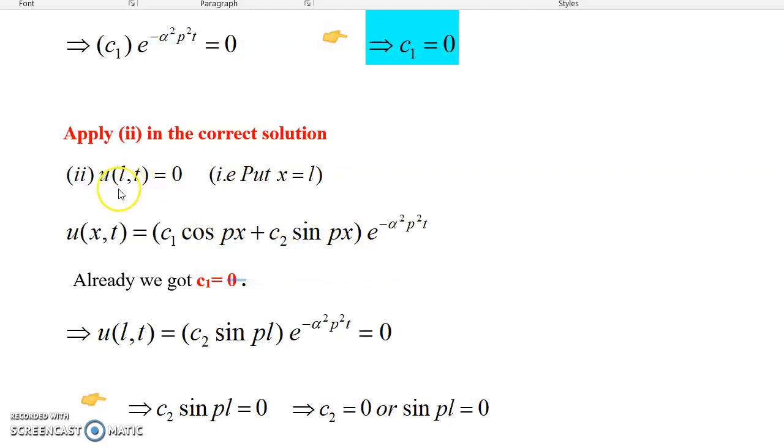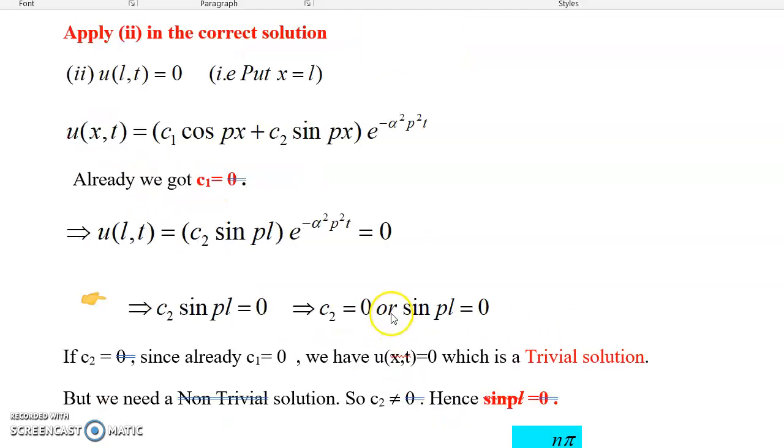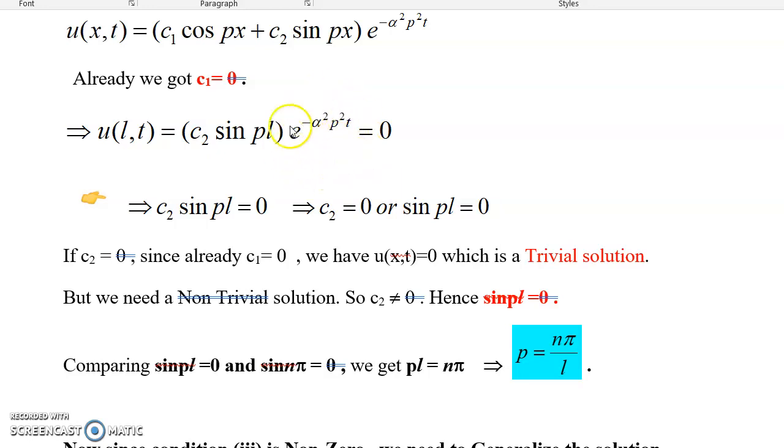In the place of x you have to put now L. So if you put x as L, you get C2 sin PL into this e power term equal to 0. You should apply equal to 0. Here, this has the variable, so we should not touch it. So C2 sin PL is 0, so C2 is 0 or sin PL is 0.